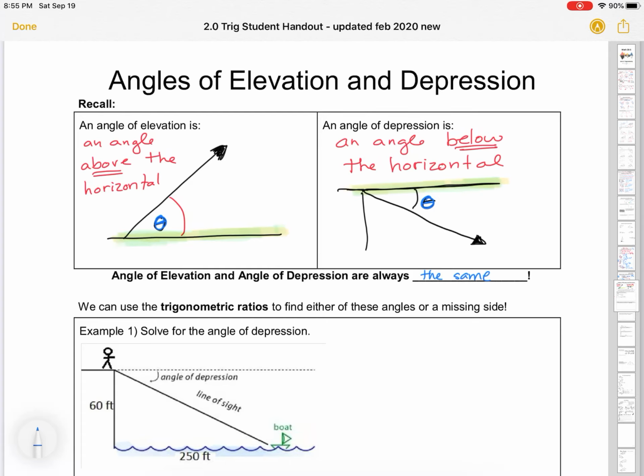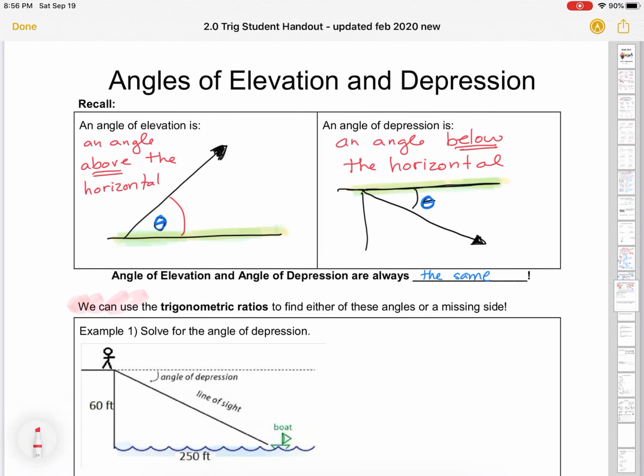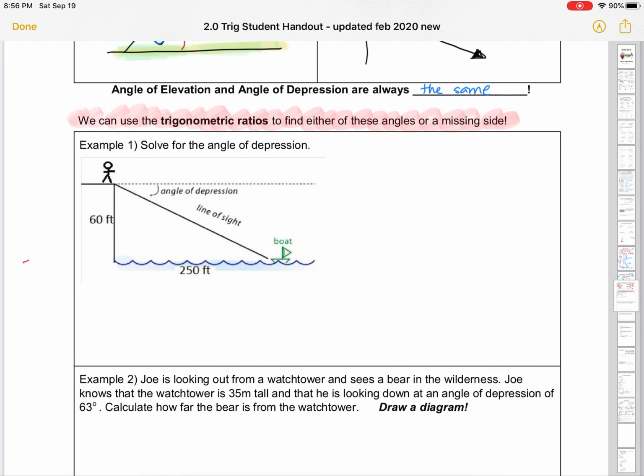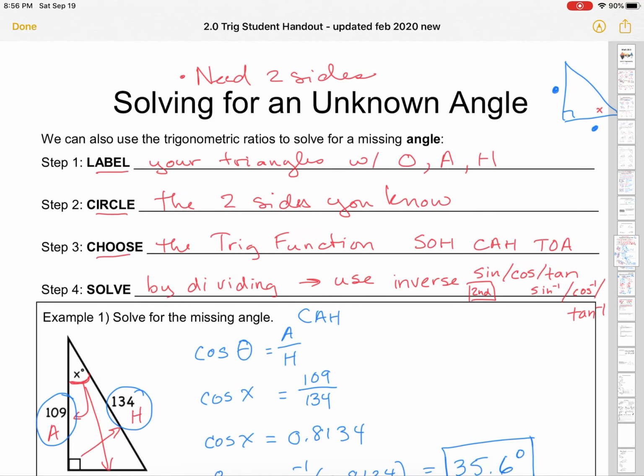We can use our trigonometric ratios to find either of these angles or a missing side. Using all of that, finding missing sides or missing angles that we've been doing the last few days and that we reviewed earlier today, we can now use this idea of angles of elevation or depression to help us find missing sides. I want a highlighter. We're going to have some examples where we might have to find the angle of elevation or the angle of depression, but we use what we know to find those.